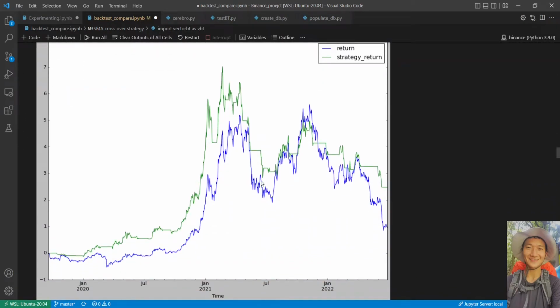So the gray line is the strategy return, and the blue line is just the buy and hold strategy return. As you can see, most of the time the trend following strategy outperforms the buy and hold return.